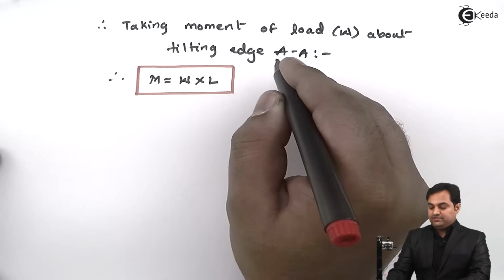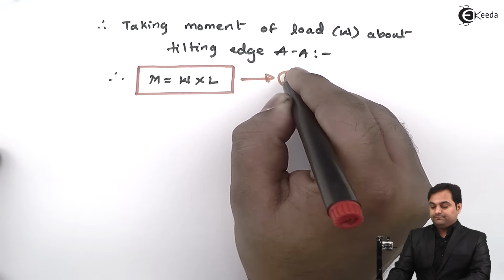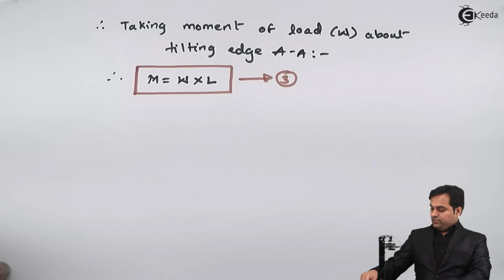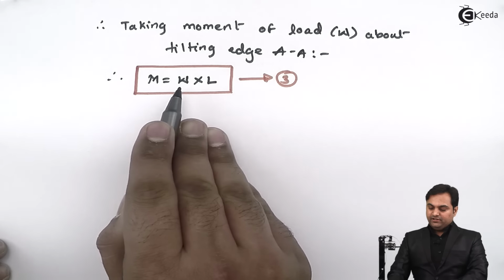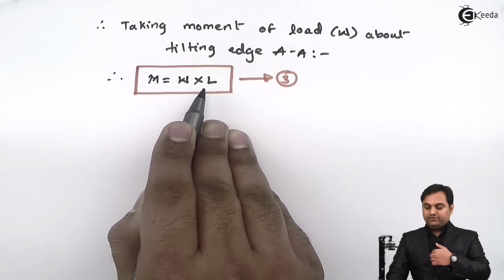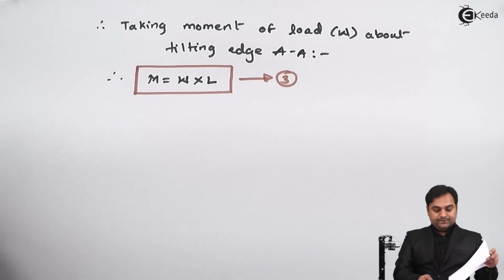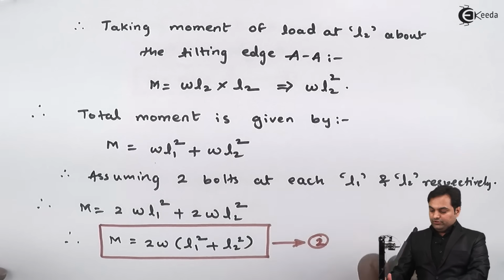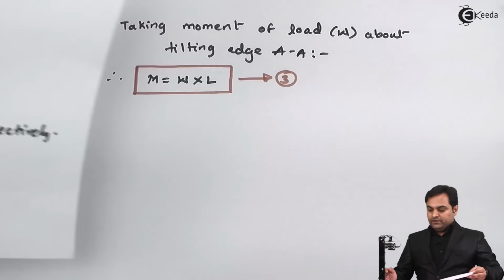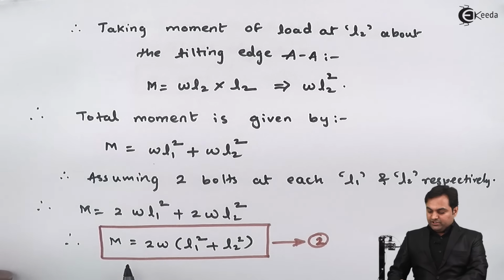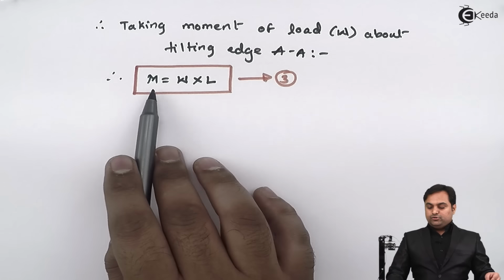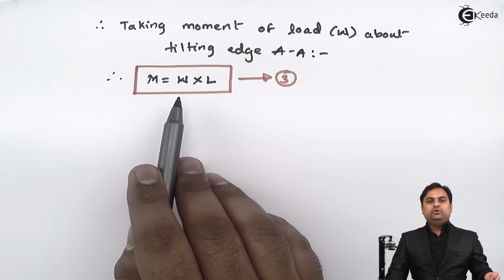This I will call equation number 3. So now, after getting equation number 3, here I have taken the moment of total load about the tilting edge. Next, from equation number 2, here also I was getting total moment. In equation number 3 we are getting total moment. In equation number 2 the total moment was because of the load acting at each of the distances L1 and L2. This total moment in equation 3 is because of the load acting on the bracket.